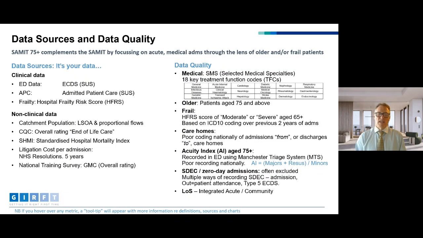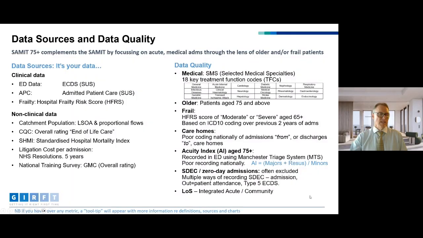We also use the acuity index. This also appears on the SEDIT. The acuity index is trying to look at the acuity of older patients coming into an ED. It's a fairly simple, crude proxy of the number of majors and resus patients divided by the number of minors patients. And the last thing there is SDEC, and as I said earlier, there are multiple ways in which SDEC is recorded, and you just need to be aware of that when you're interpreting your data. And the last thing about length of stay, we found some sites who have integrated acute community, and we are finding that community length of stay is appearing in the data.